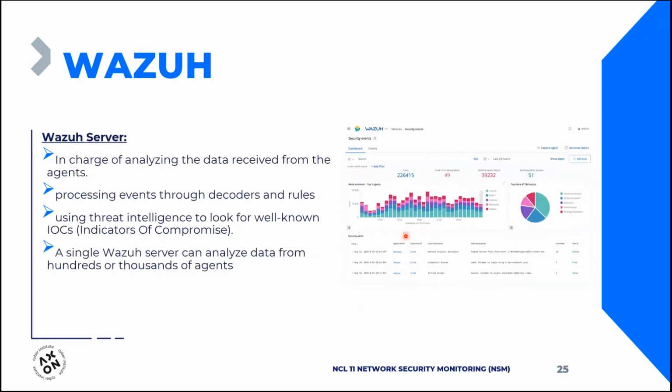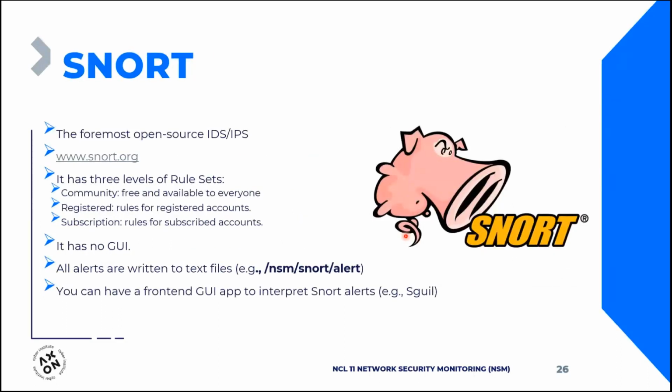And the server analyzes all the data that has been collected, and whenever it sees an indicator of compromise, it can raise an alert. Again, it can collect data from hundreds or thousands of agents. So we covered the HIDS, we covered the host-based intrusion detection system, we covered OSSEC and Wazuh. Okay, my favorite one is Wazuh, of course. Let us move to the network intrusion detection system.